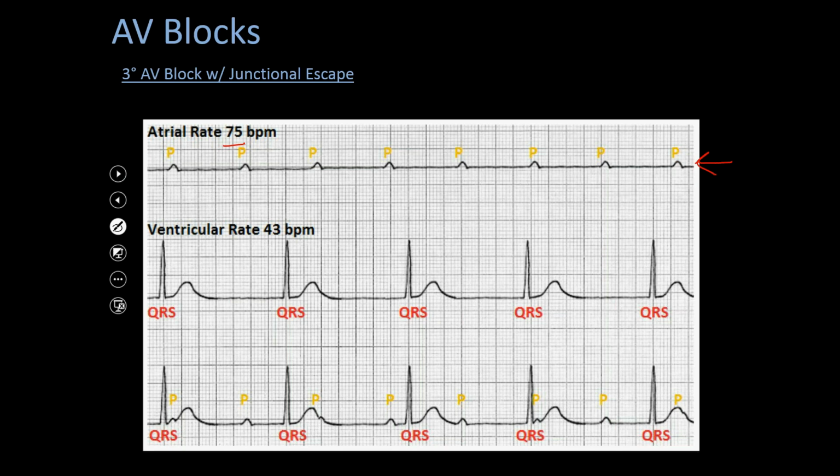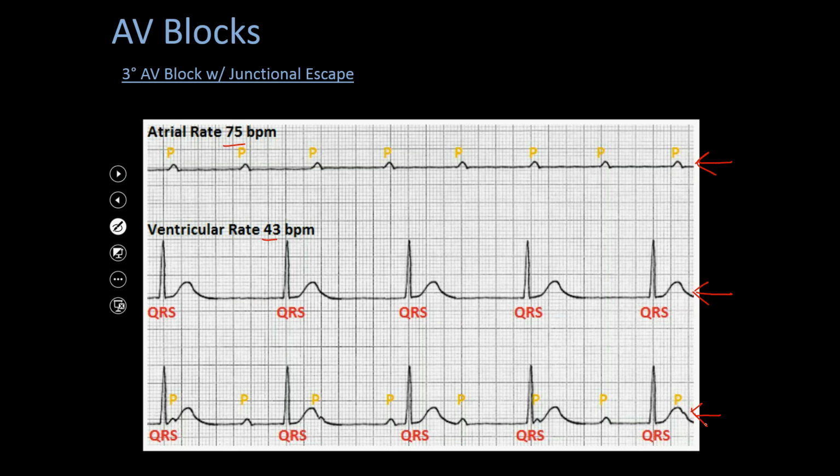And this line down here represents what the ventricles are doing. And the ventricular rate, as you can see, is 43 beats per minute. Much slower. Now, that's looking at them separately, but if you superimpose them over one another, down here, that's what they look like in the patient's rhythm. If you were to look at a strip of their rhythm, it would look like that.